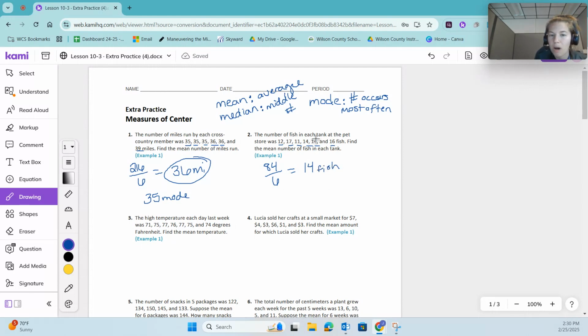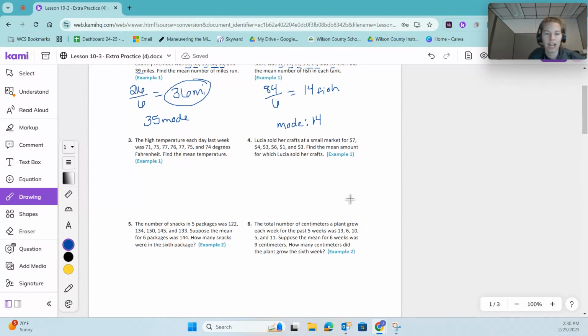Now the mode is also 14 because 14 happened the most often. It happened twice, and no other number occurred more than once. So you can try these next two on your own here.